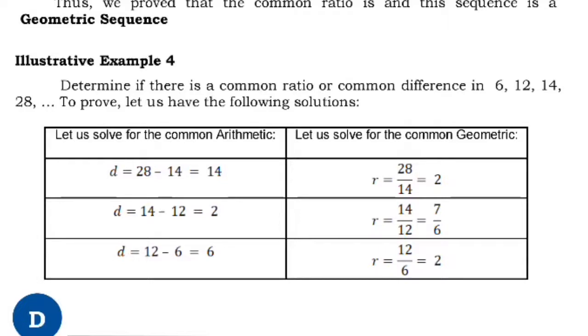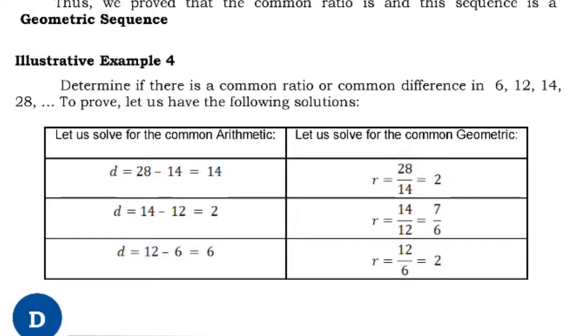Now let's find the common ratio. So 28 divided by 14, 2. Then 14 divided by 12, 7 over 6. And next is 12 over 6, that is 2. So there is no common ratio. Therefore, this is not a geometric sequence. So hindi ito arithmetic sequence nor geometric sequence.